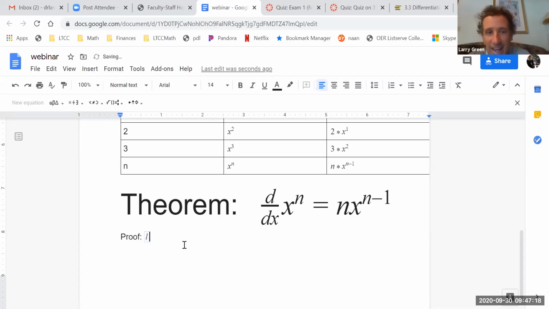What three letters? Yeah, L-I-M. Lim is for limits, but we're not actually proving a limit. We're not using epsilon-delta for a limit. We're just going to use the limit definition of the derivative, this is L-I-M, as h approaches 0.